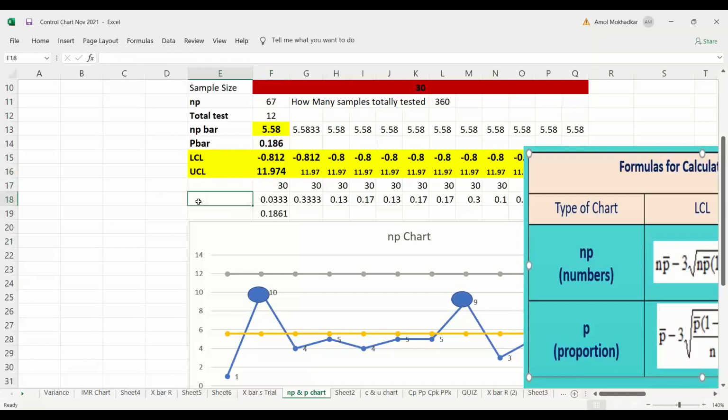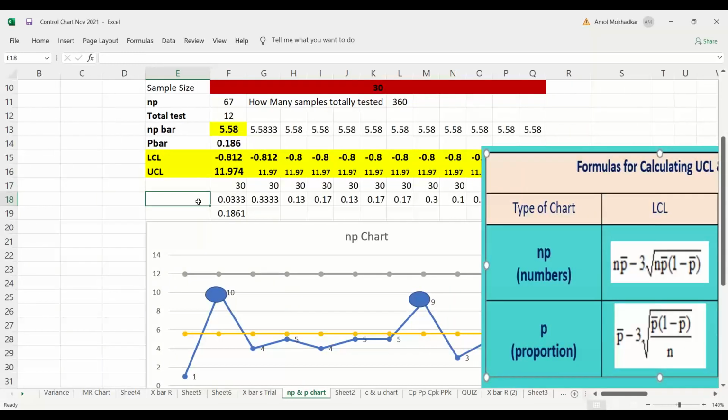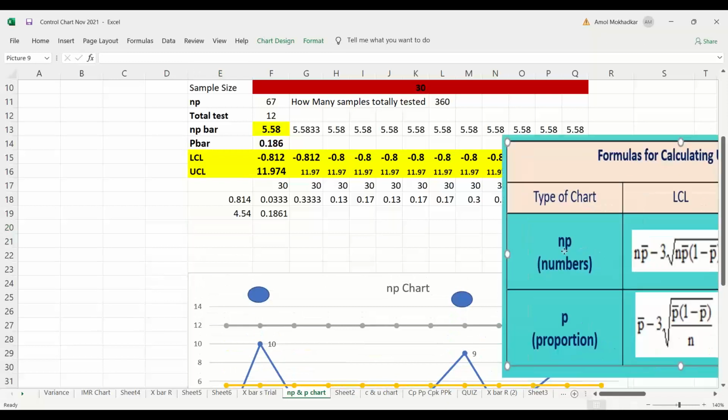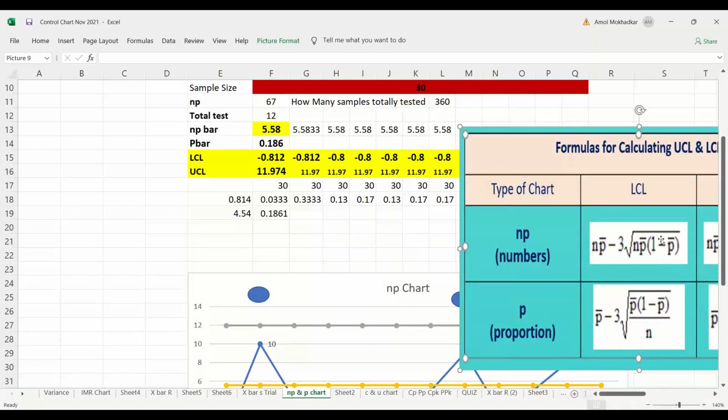Either you can do it one by one. First you will solve the 1 minus P bar value. So what is 1 minus P bar? Let us take 1 minus P bar. This is the value of 1 minus P bar. Now multiply it by NP bar. Got it? So we have solved 1 minus P bar and multiplied it by NP bar. Now take the square root of this one, and now multiply it by 3.